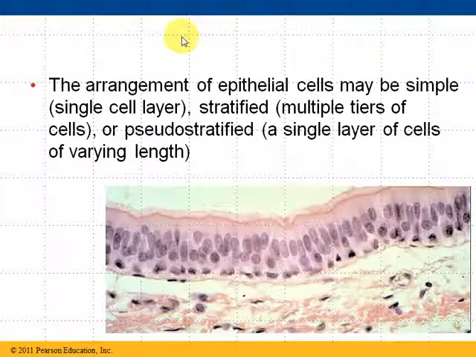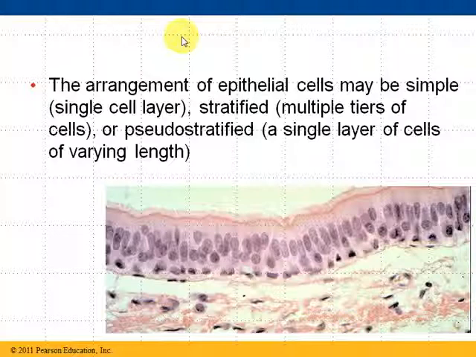In addition to the shape of the epithelial cells, they can be put together in a couple different ways. They can be arranged as a simple single layer. We call that just simple, a single layer. They can be stratified, which means they have multiple tiers or multiple layers of cells, or they can be pseudo-stratified. That would be a single layer of cells of varying length.